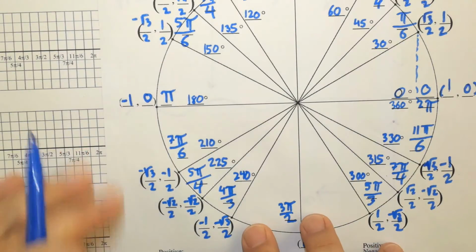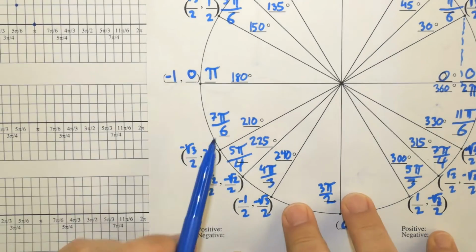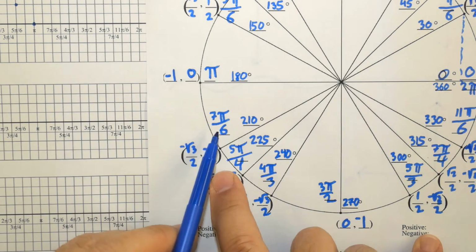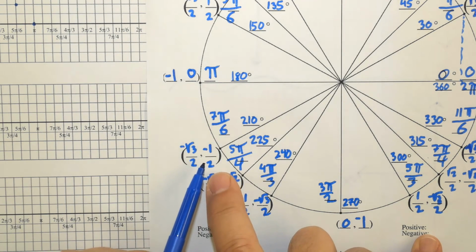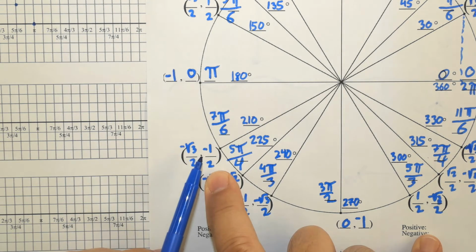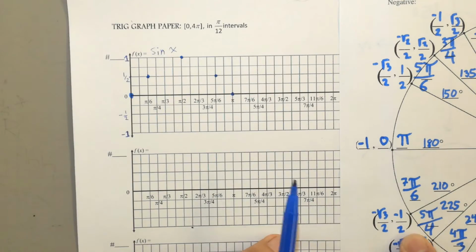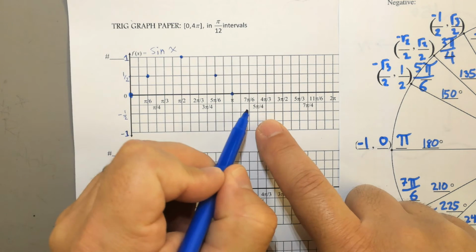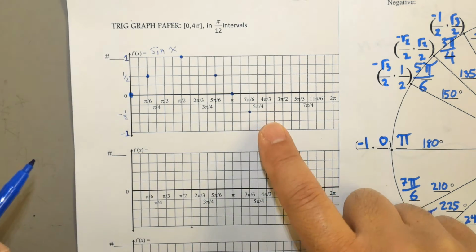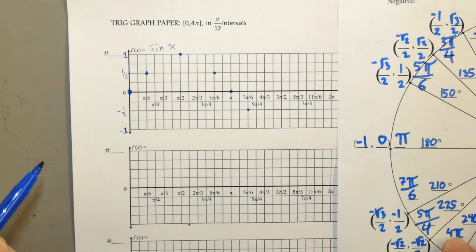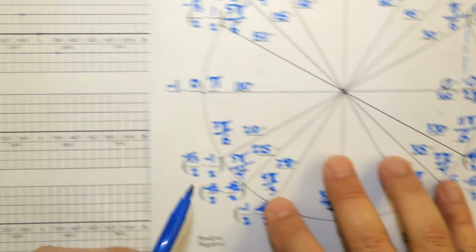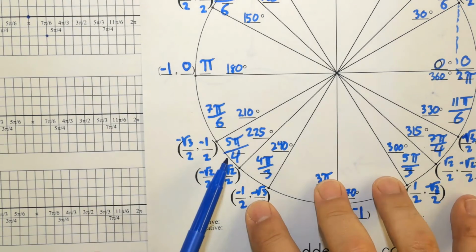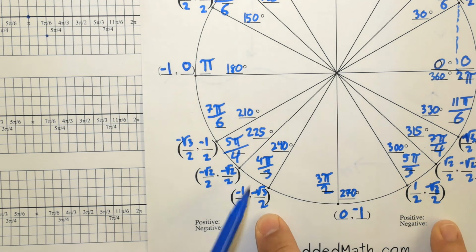Let's continue. So at pi, we're at 0. 7 pi over 6, we are at negative 1/2. We could graph that one. At 7 pi over 6, go to negative 1/2. Right there. Okay? Now, at 5 pi over 4, negative radical 2 over 2, no. 4 pi over 3, negative radical 3 over 2, no.